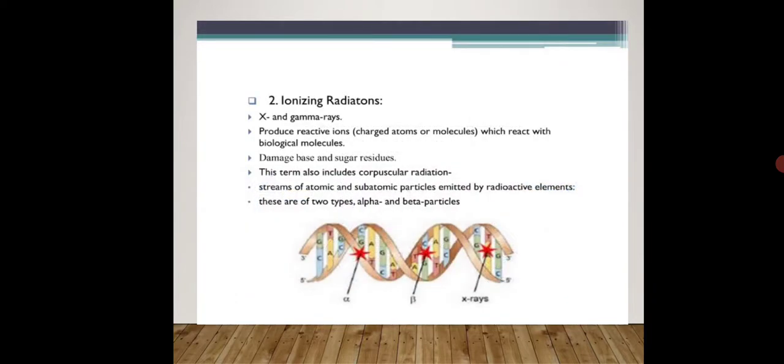Now how is the mutation caused with the help of X-rays? X-rays produce reactive ions, because it is an ionizing radiation, and ionizing radiation has very large energy to ionize atoms and produce reactive ions. So what do X-rays do? They damage the base and sugar residues.